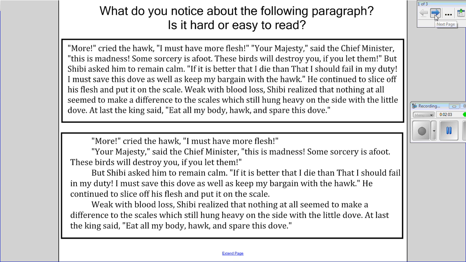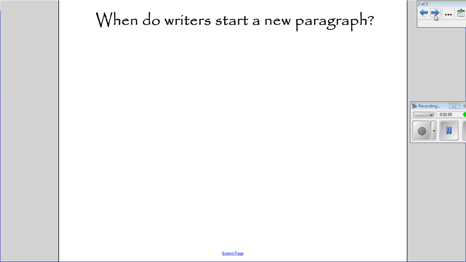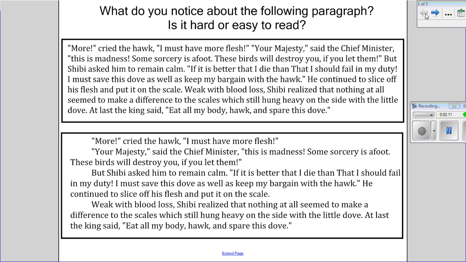What I'd now like for you to do is, in your notebook or on a piece of paper, jot down when a writer starts a new paragraph. I'd like you to try to come up with as many ideas as you can looking at the example in front of you. Please pause the video and restart it once you have at least 2 ideas of when a writer starts a new paragraph.